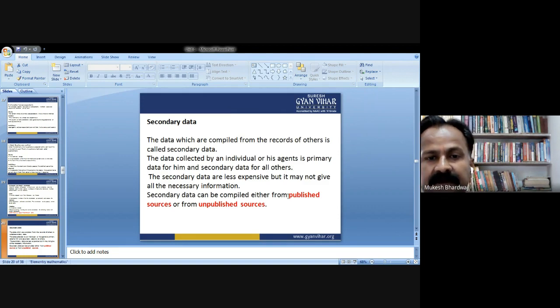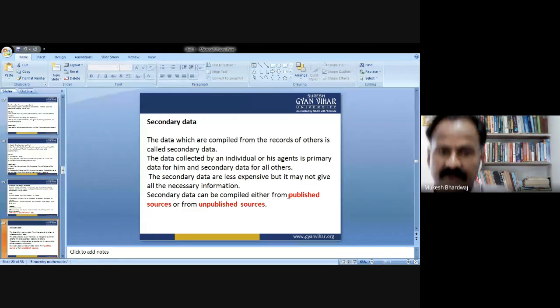Now the secondary data, the data which are compiled from the records or others, is called secondary data. The data collected by an individual or his agents is primary data for him and secondary data for all others. The secondary data are less expensive, but it may not give all the necessary information. Secondary data can be compiled either from published sources or from unpublished sources.